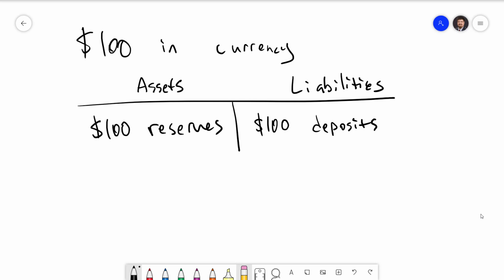Remember that funds deposited in checking accounts still count as money. In this example, the $100 of currency is gone out of circulation, but people can still withdraw that money from their checking accounts, and so the total money supply is still $100.